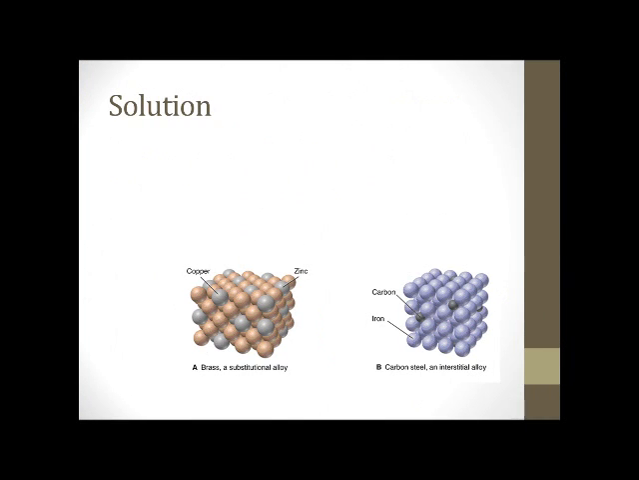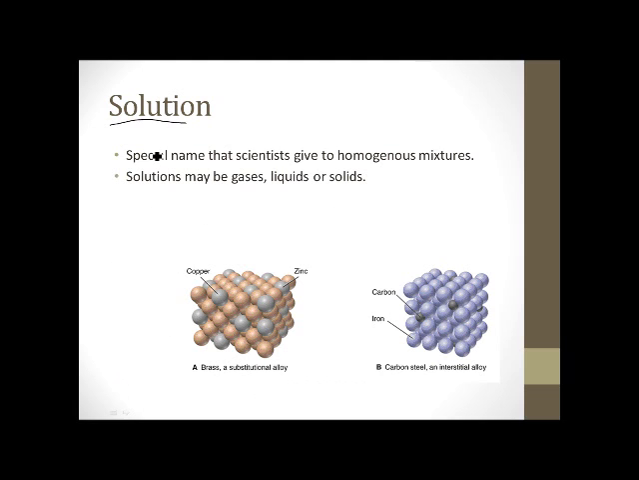Now, the next word we're going to talk about is what's called a solution. A solution is a name for special kinds of homogeneous mixtures. We usually think of a solution as something dissolved in a liquid or two liquids dissolved together, but it's possible for solutions to be gases or solids. Okay? But a common example of a solution that's a liquid is sugar dissolved in water.